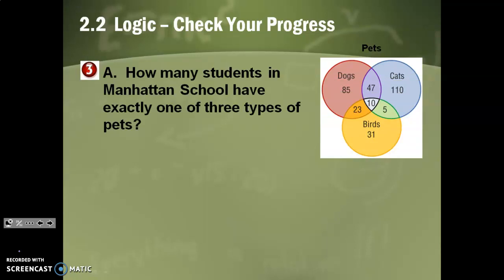How many students in Manhattan School have exactly one of the three types of pet? Well, now we only want one of the three types. So therefore, we just want the people that just have dogs, the people that just have cats, and the people that just have birds. So we're going to add those three together. And what do we got? 195 plus 37, or 31, excuse me, 226. So 226 students only have one type of pet.